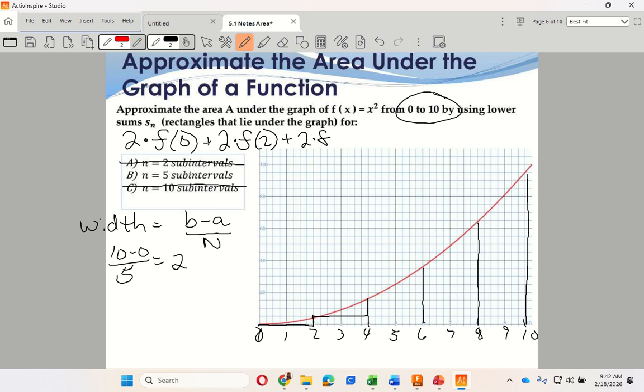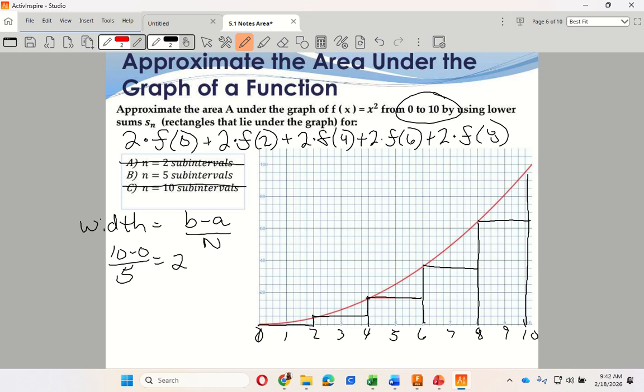All right, so right here, we do this one all the way across. So keep going. f of 4, 2 times f of 6, 2 times f of 8. Now, is that all of them? Yes, because that is my 5 rectangles right there.